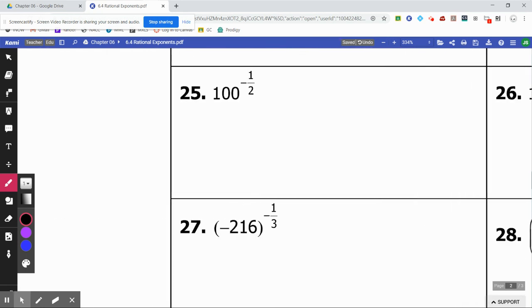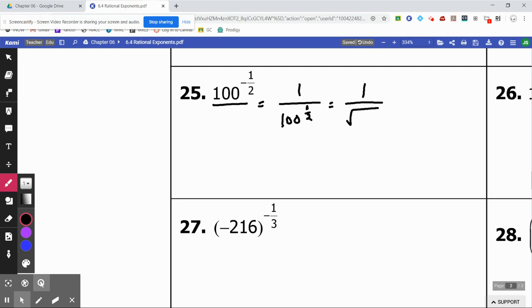Number 25. Anytime you have a negative exponent, you need to make it positive before you work with it. So 100 to the negative 1/2 becomes 100 to the positive 1/2 when you move it to the bottom. Now let's write it as a radical. 1/2 power is going to be a 2nd root of 100 to the 1st power, which is now simply 1/10.